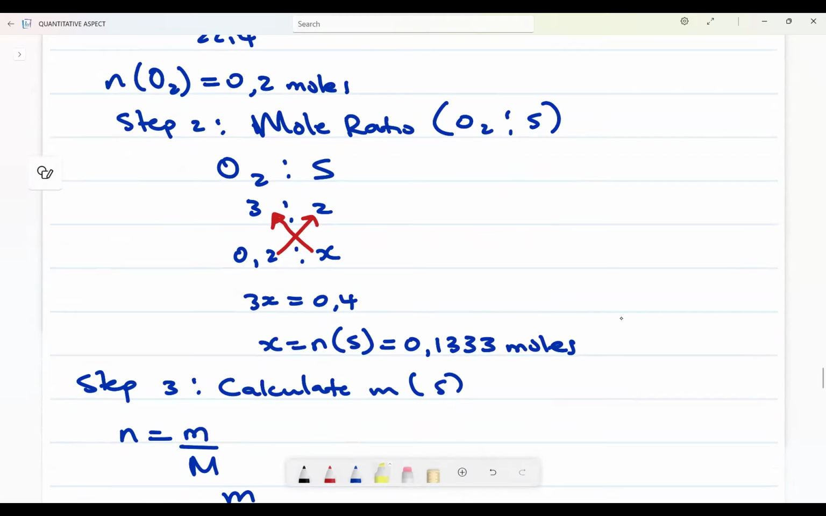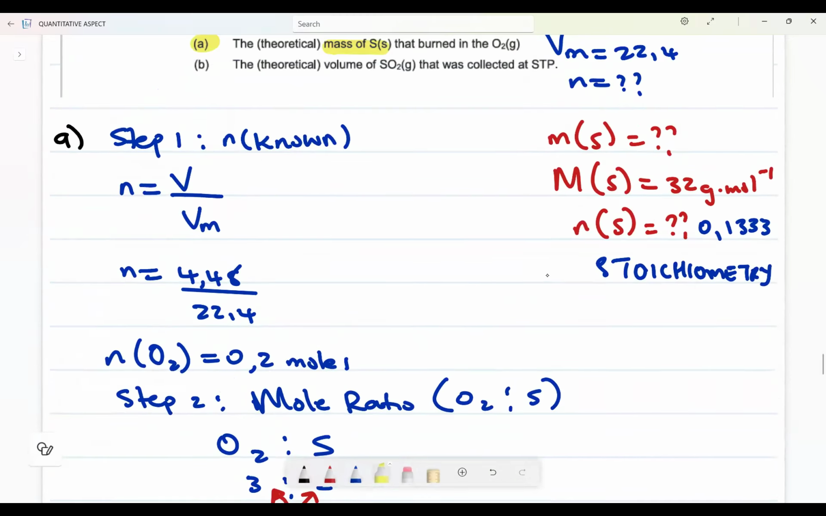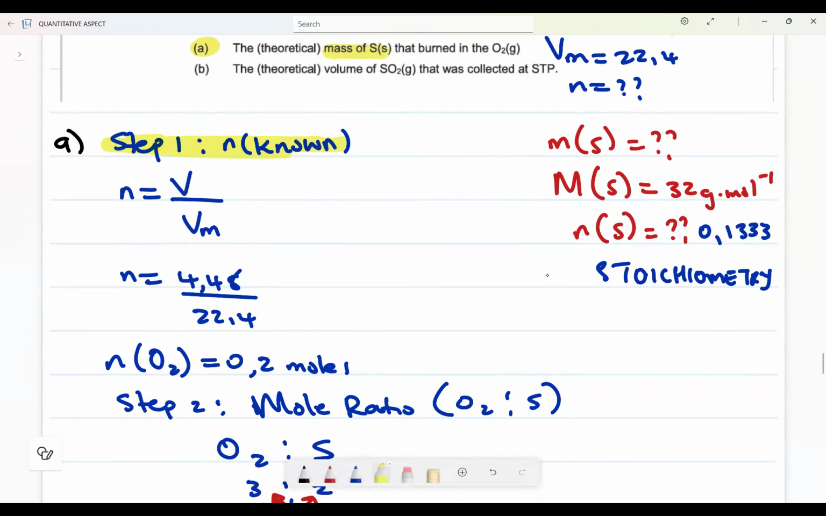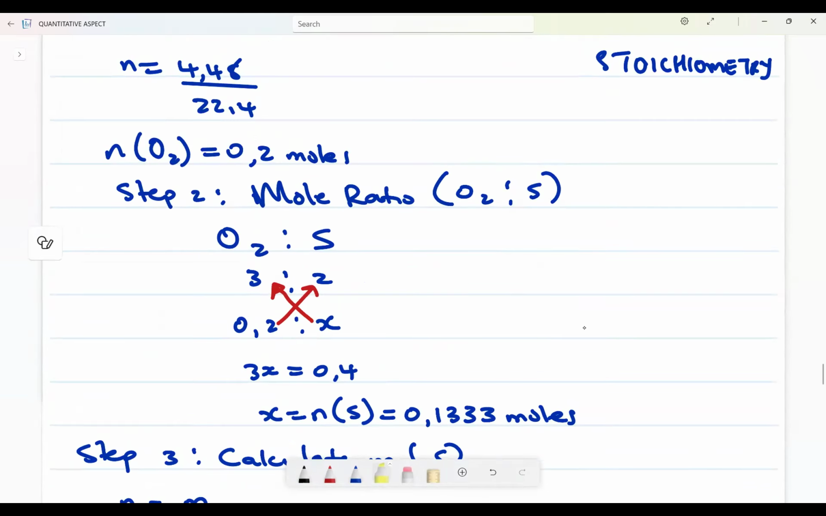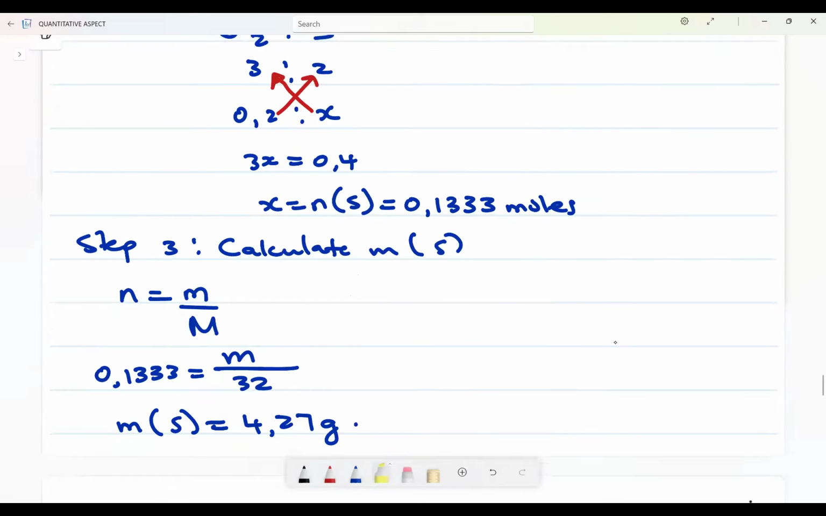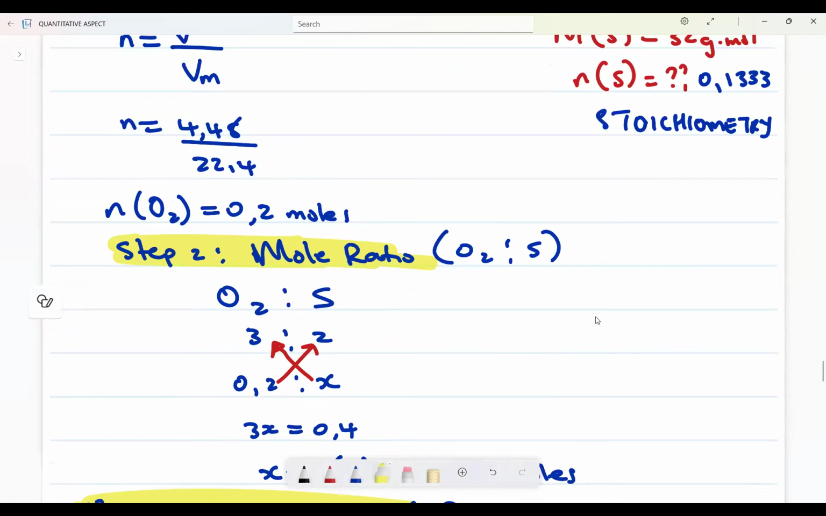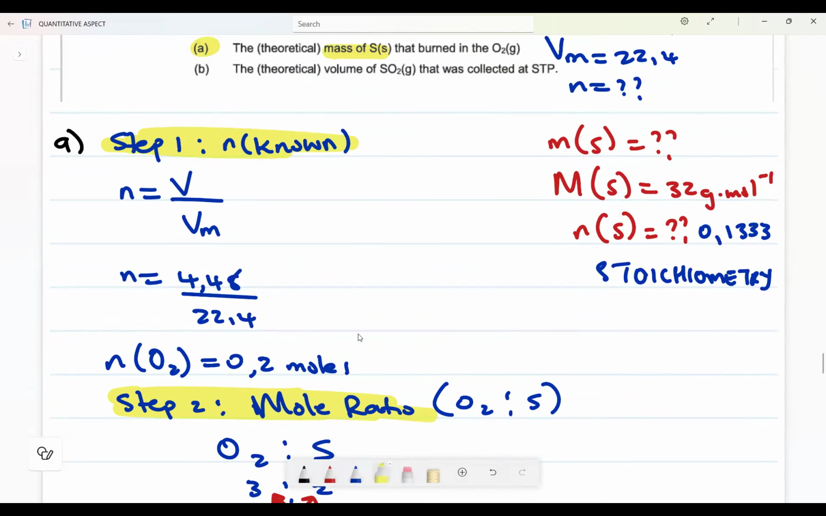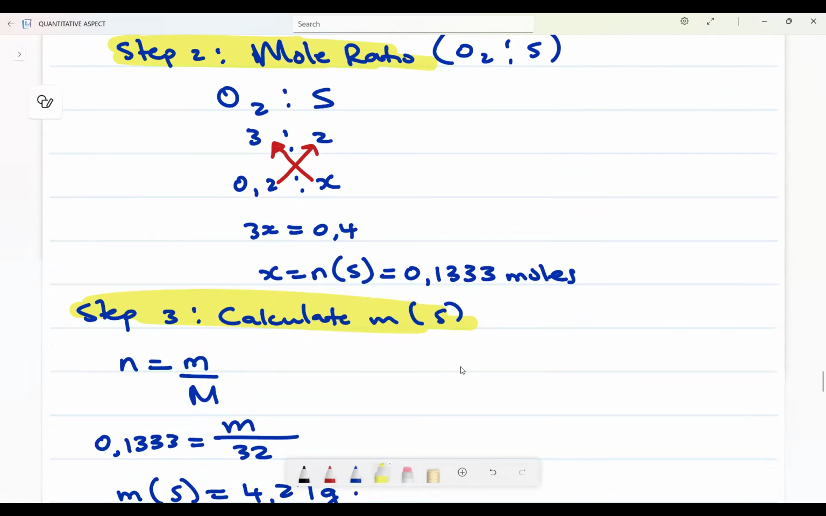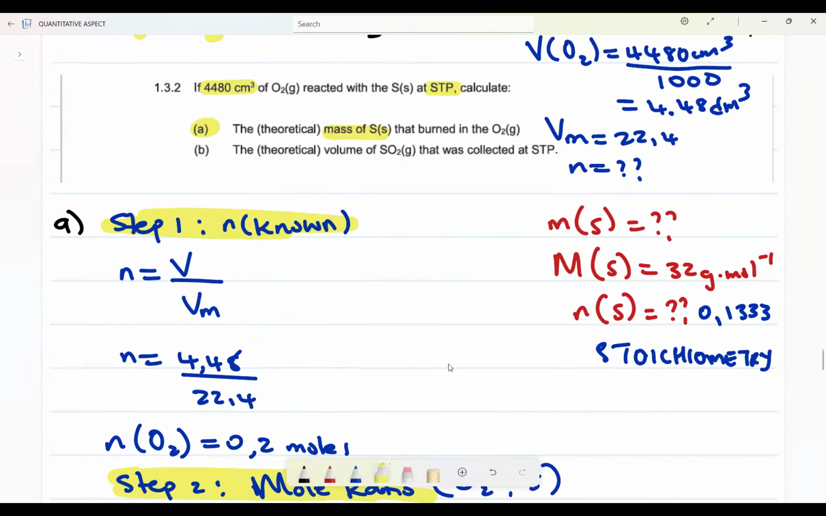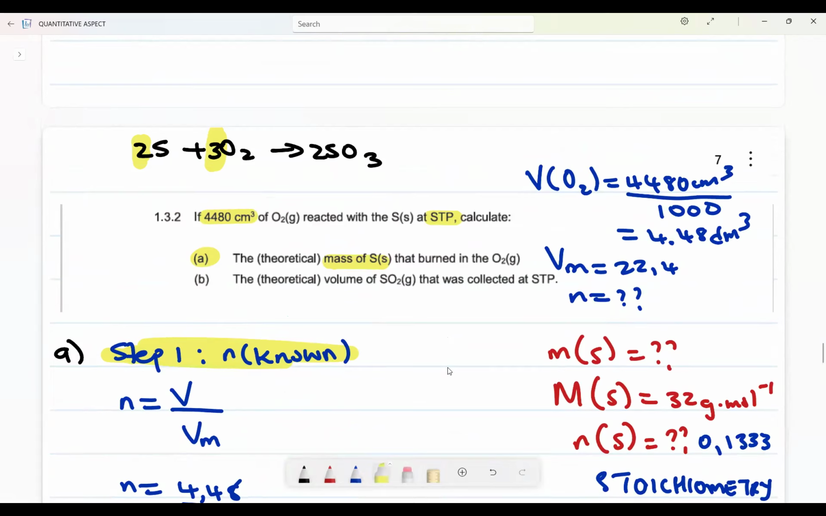Always 3 steps. Step 1, use the number of moles of the known. Step 2, use the mole ratio between the known and the unknown. Step 3, you calculate the unknown. How easy is that, I guess.